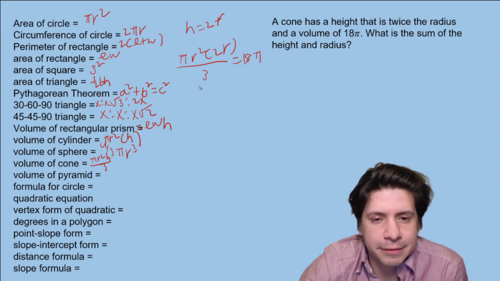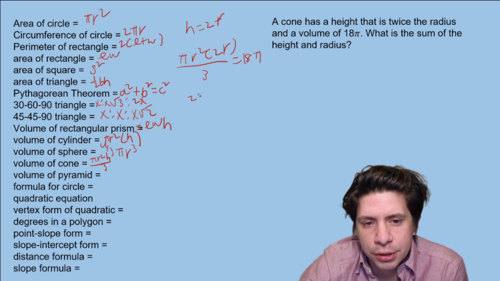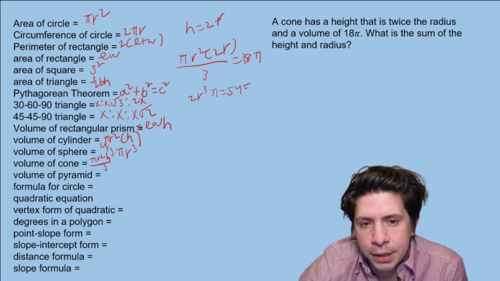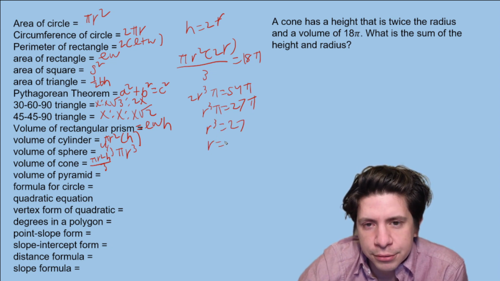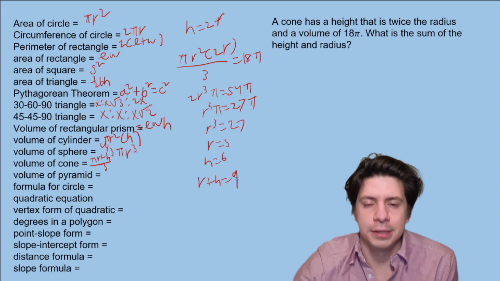So that's going to give us 54 pi. So we have 2 pi r cubed equals 54 pi. Divide by 2 pi, and we get r cubed equals 27. Take the cube root, and r equals 3. So then h has to be 6, and r plus h has to equal 9.